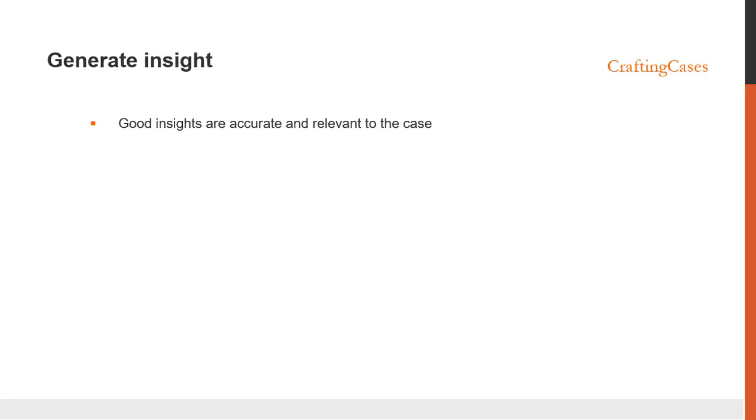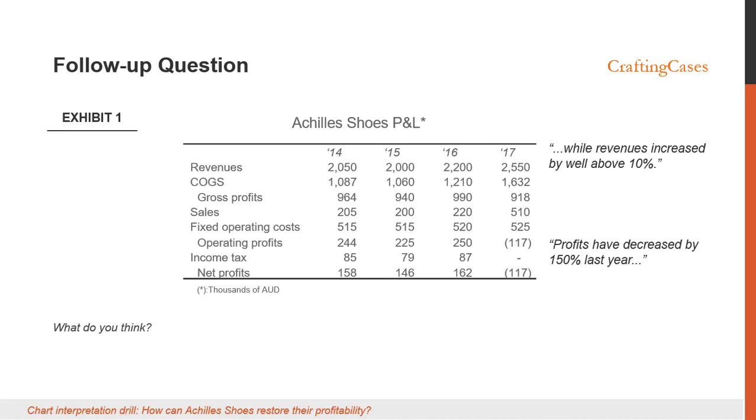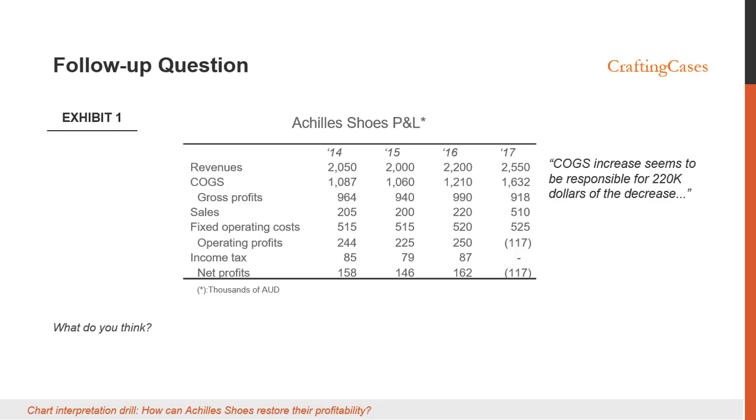So let's take a look at my answer. I said profits have decreased by 150% last year, while revenues have increased by well above 10%. Those are not really relevant insights. They were just introduction for the rest of my answer where the actual insight would be. And here they are. I said COGS increase seemed to be responsible for $220,000 of the profit decrease. And so this helps my client get one step closer to knowing why their profits have decreased. Of course, next we would need to understand what caused the increase in cost of goods sold.